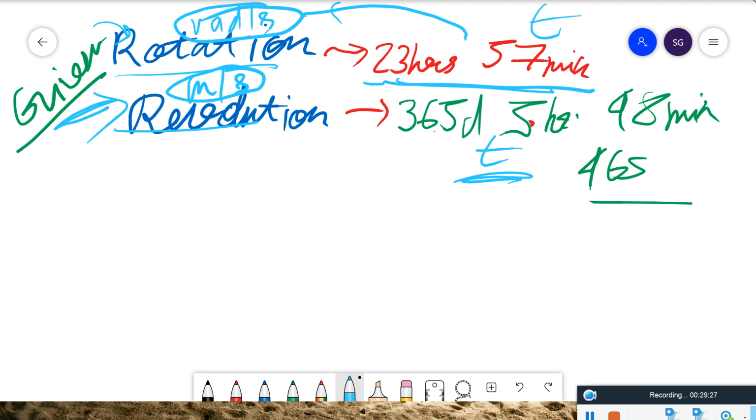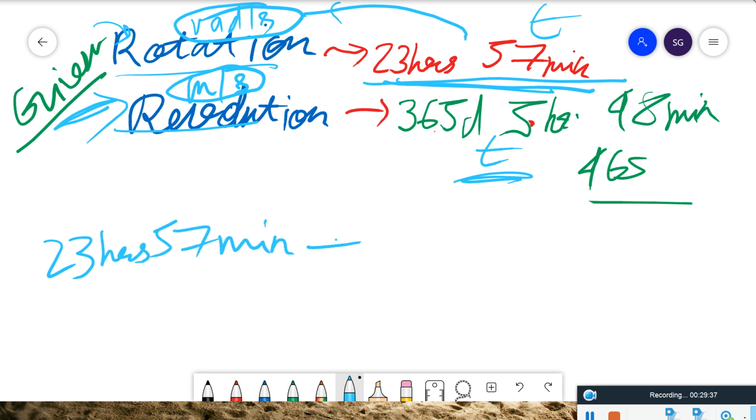So first of all, we need to convert it in seconds, because it is in seconds. We need to find out 23 hours 57 minutes is equal to how many seconds. So we all know that in one day how many seconds are there. You can calculate it also. In one day, 86,400 seconds are there. It's a very basic concept.